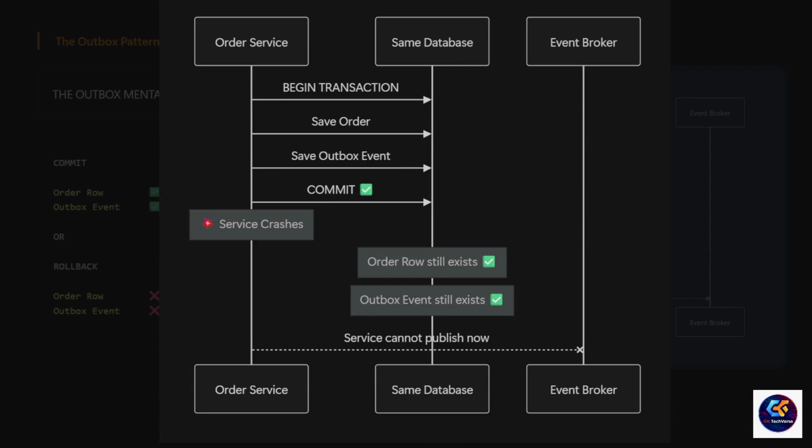We did not make the database and the event broker part of one transaction. Instead, we removed the need to update both at the same time. The business transaction now talks only to the database, and the event broker becomes someone else's responsibility. A separate process can pick up the event later and deliver it. So the next question is, who picks up the event from the outbox table and how does it reach the event broker? That's what we will see next.